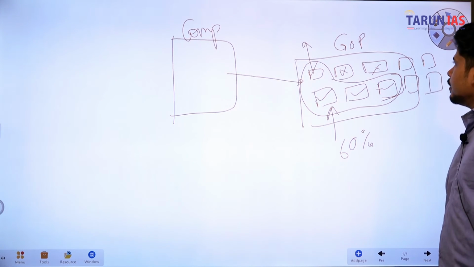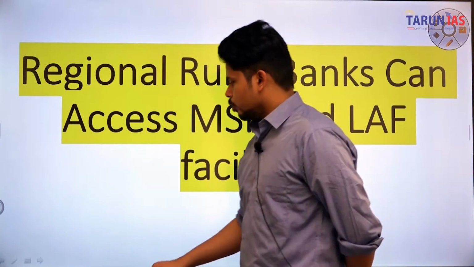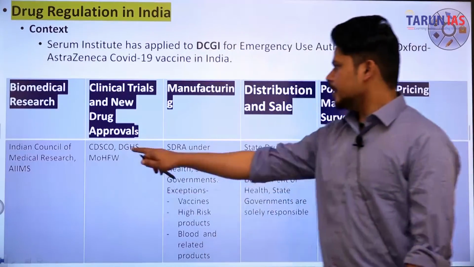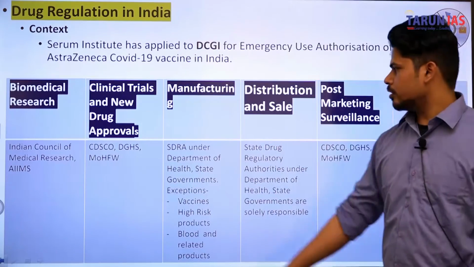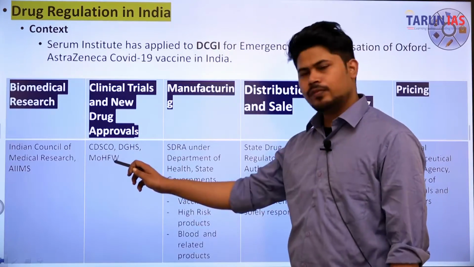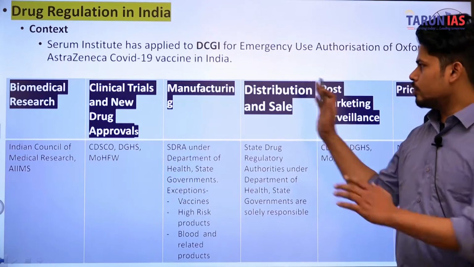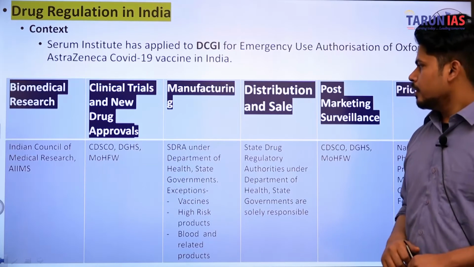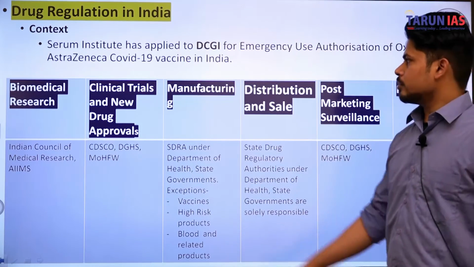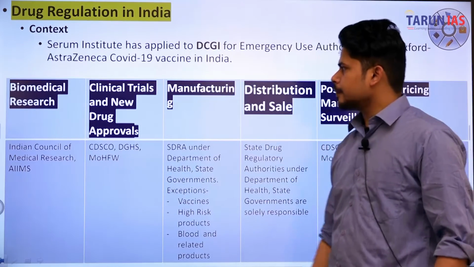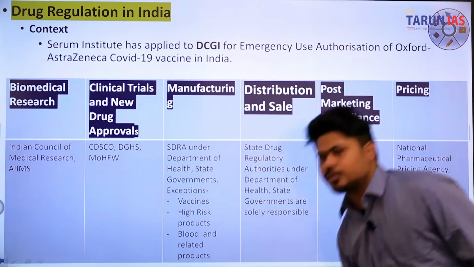So this comes under clinical trials and new drug formulation, which is controlled by CDSCO, the Central Drug Standards Control Organization, under the DGHS, Directorate General of Health Services, under the Ministry of Health and Family Welfare. This is very important because it has been in the news. This whole chart is very important. You should make notes of it because this whole process has been in the news for about a year now, since biomedical research for developing the COVID vaccine started.